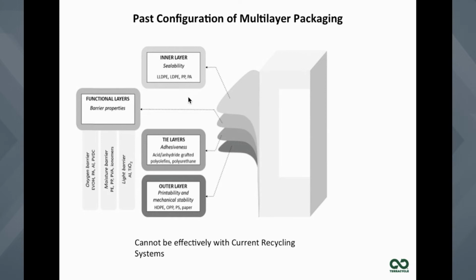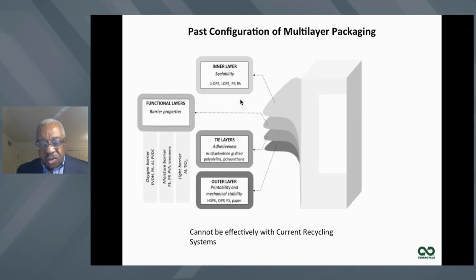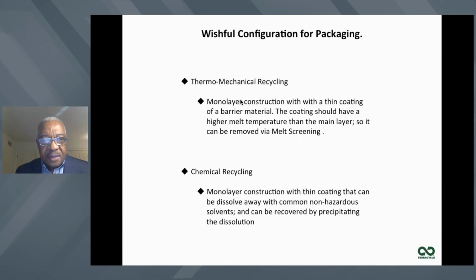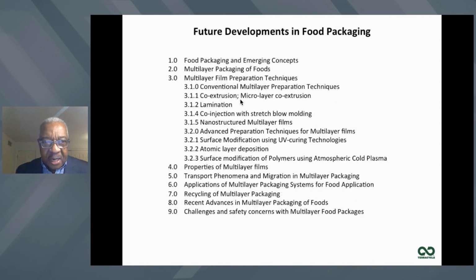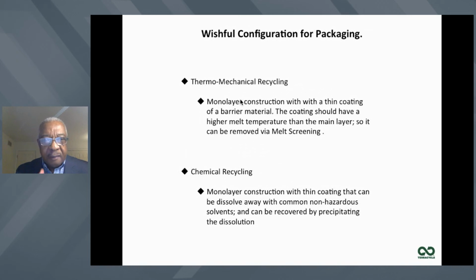And this is something that we're striving to do. So when you look at a drawing like this that indicates all these layers, it was good in the days when it was being developed, but right now it is a totally unsustainable design. What we're looking to do is to change all of this to a design where we can use a very small number of layers. And I have a wishful configuration for packaging here I'd like to see.